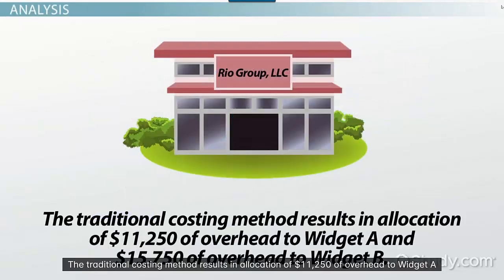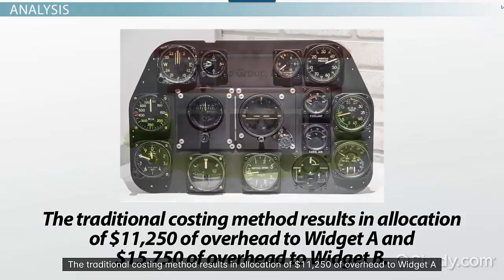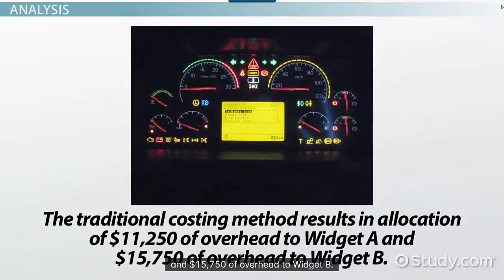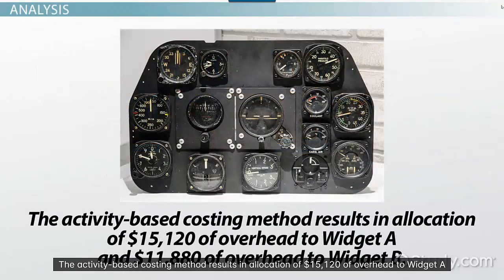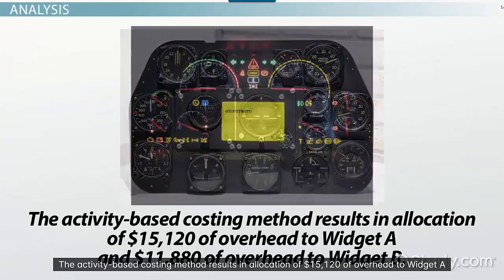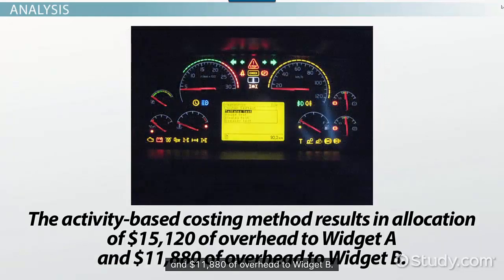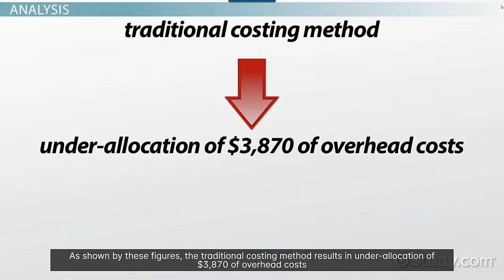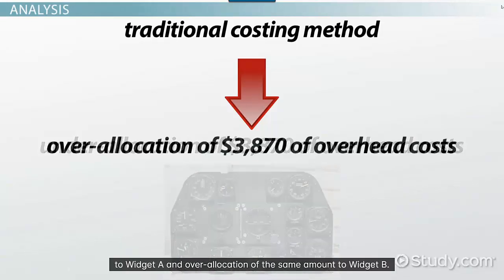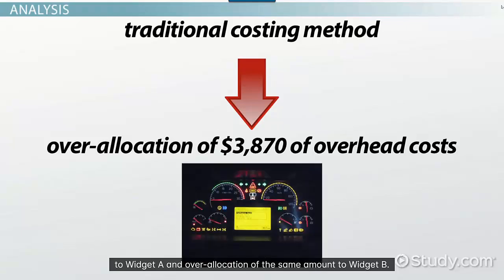The traditional costing method results in allocation of $11,250 of overhead to widget A and $15,750 of overhead to widget B. The activity-based costing method results in allocation of $15,120 of overhead to widget A and $11,880 of overhead to widget B. As shown by these figures, the traditional costing method results in under-allocation of $3,870 of overhead costs to widget A and over-allocation of the same amount to widget B.